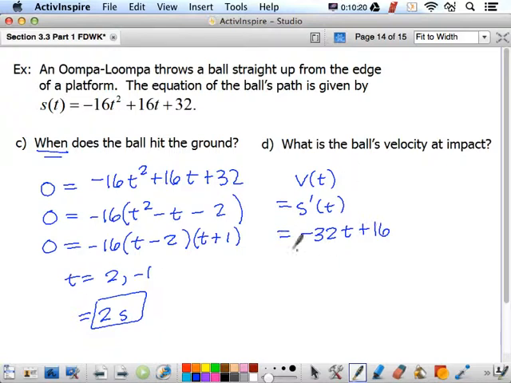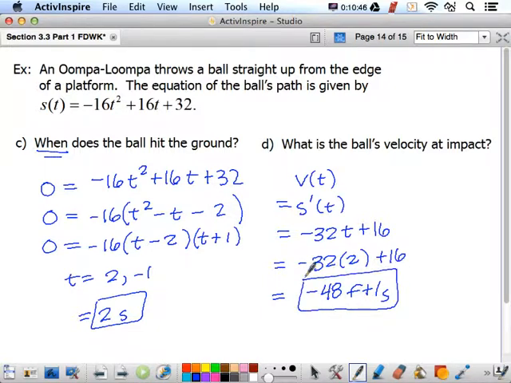Okay? And so this is the velocity function. Like that's what it is no matter what the time is. I want to know at impact. So you're right, we plug in the 2 and then we'll know how fast it was going when it hit the ground. What does that equal? Negative 48, and we are expecting a negative because it was moving downward when it happened. Right. So that's negative 48, and our units would be feet per second. So that's how we find impact and impact velocity.